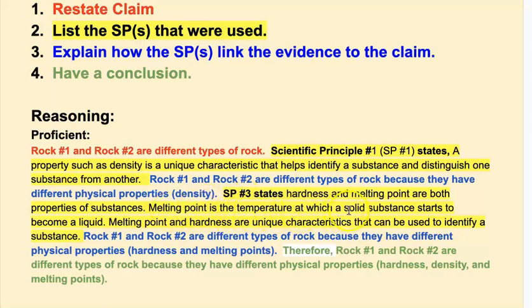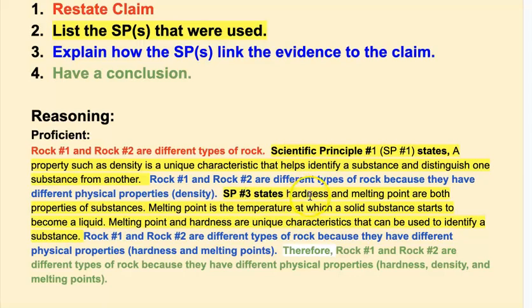Melting point is the temperature in which a solid starts to become a liquid. Melting point and hardness are unique characteristics that can be used to identify a substance. So all I did was copy and paste up above, put it right here. Notice I put these things in here. These are the bling bling that draws my attention to your CER.